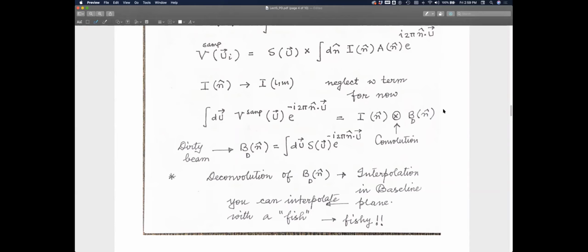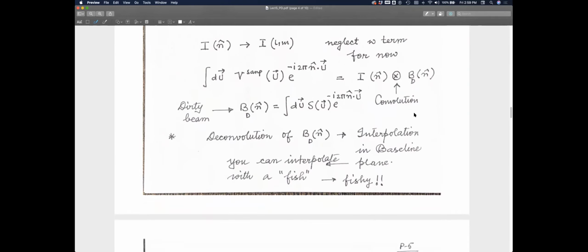You know that whatever is the source in the sky, whenever you have an optical instrument which is observing it, the intensity pattern that you get out of the optical instrument is the intensity distribution in the sky convolved with the beam of the optical instrument. In this case, the dirty beam is the interferometer beam. So I need to deconvolve this if I want to get back I.